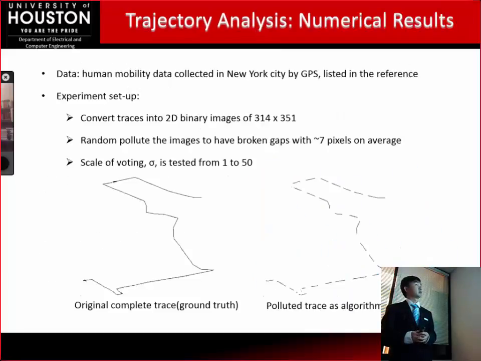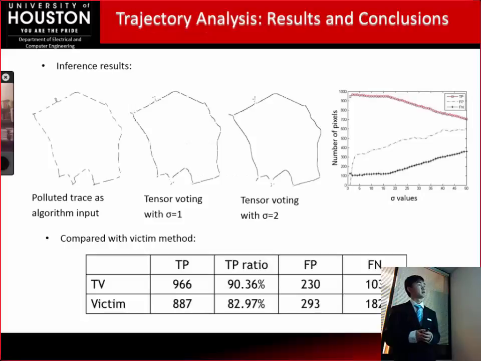So now I will describe the numerical results, and first I will describe the experiment setup. We have human mobility data collected in New York City and also New Orleans, by GPS feed. We first converted the traces into 2D binary images, and then we polluted the images to have some broken gaps, and then we varied the scale of the voting, and we get the results.